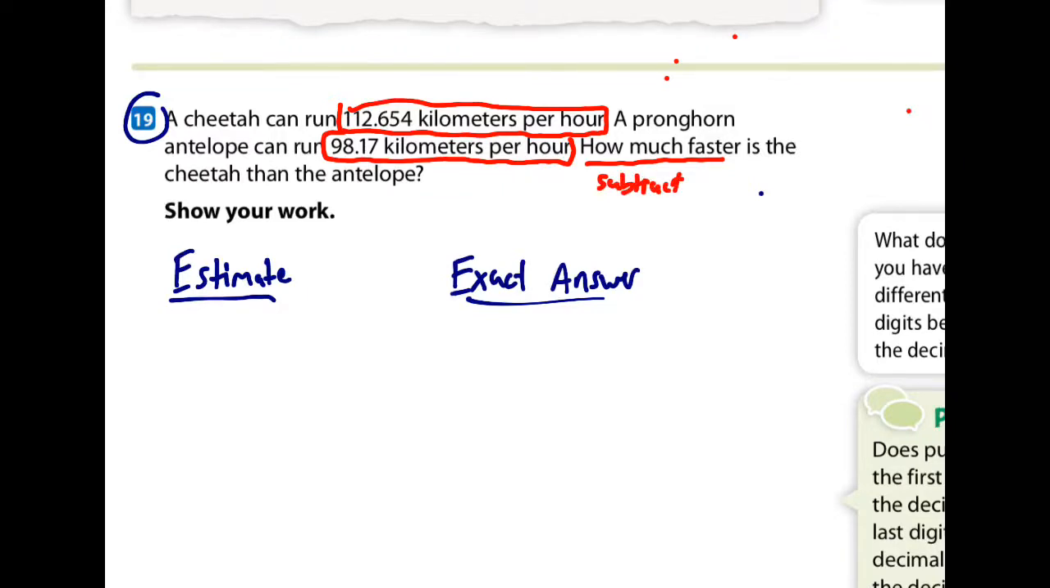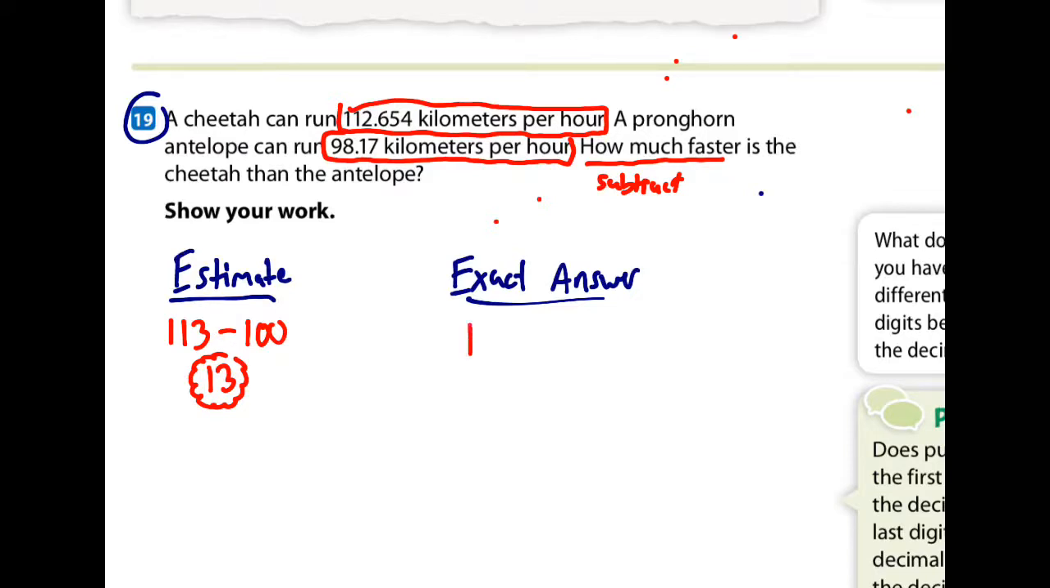Now the first thing I'm going to do is my estimate. So I'm going to round this. Now your estimate's probably a little different than mine, but that's okay. Remember, we're just getting close. 112.654 is about 113, and 98.17, I could say that's about 98, but it's easier to subtract if I say it's about 100. And so my estimate is going to be about 13. Now remember, your estimate is probably different. You could do 110 minus 100 and get about 10. You could do 113 minus 98 and get about 15. They're all okay.